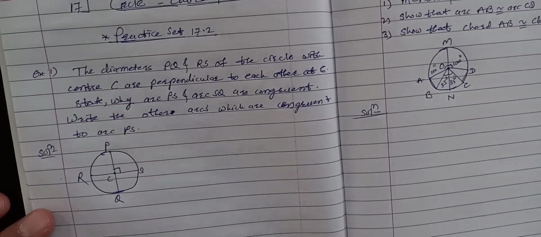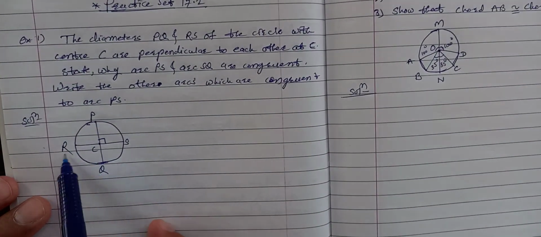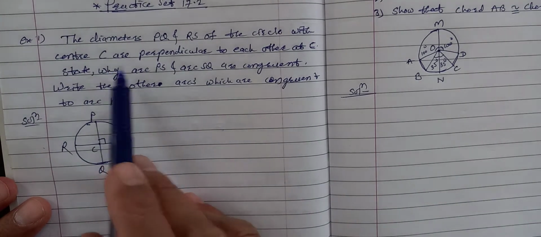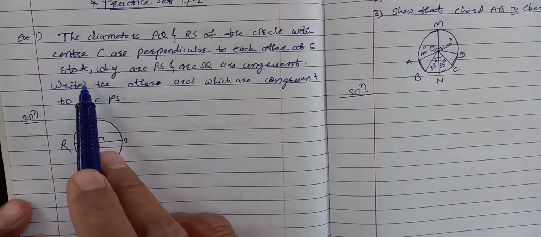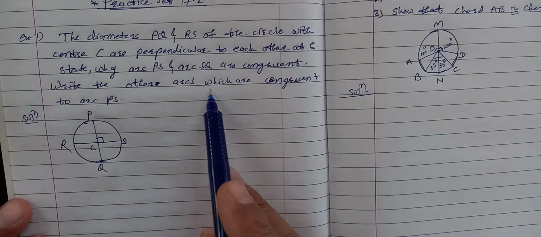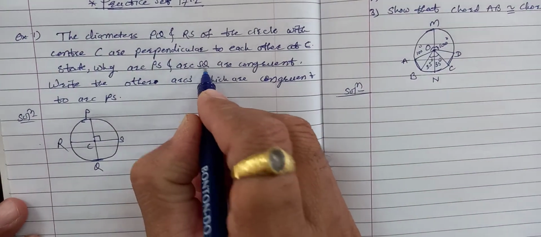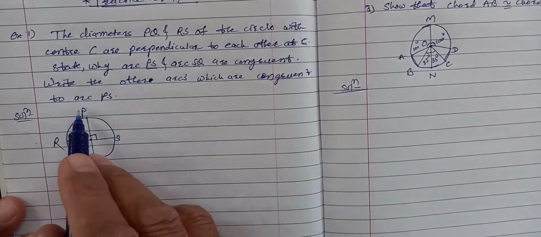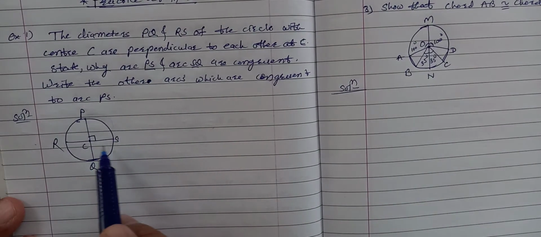Suppose this is the first one. PQ and RS are diameters, and C is the center of the circle. These two diameters intersect each other at a right angle, perpendicular to each other. Then what do you have to show? Arc PS and arc SQ are congruent. Write the other arcs which are congruent to arc PS. First we have to show how arc PS and arc SQ are congruent.